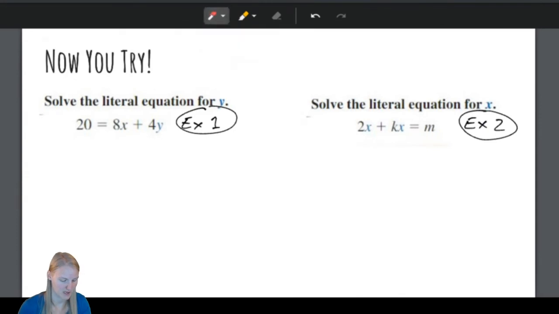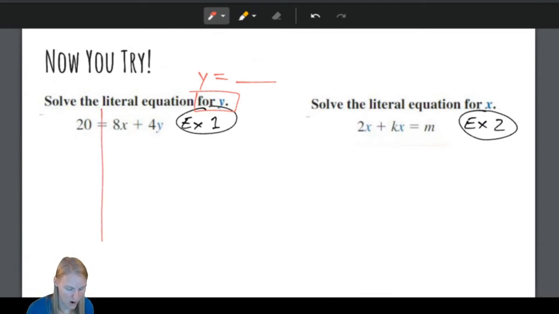Let's do some different colors. Okay, I am solving the first one for y. That means I want y equals blah, blah, blah. So, first thing I'm going to do, I'm going to draw my line so I can see the different sides of the equation. I want y by itself, which means that I need to get rid of the 8x. The opposite of positive 8x is negative 8x. So I will subtract 8x from both sides.